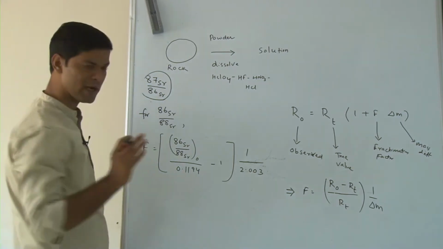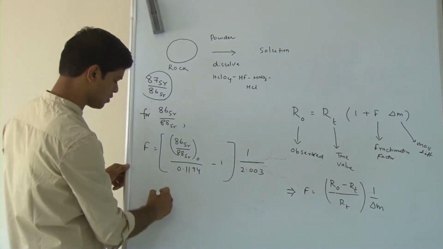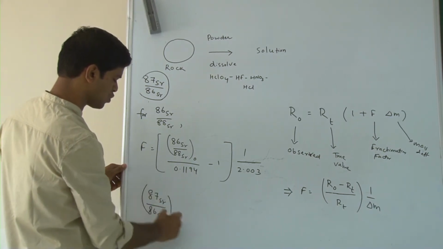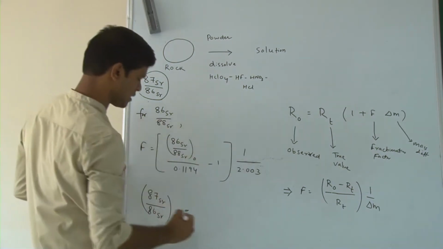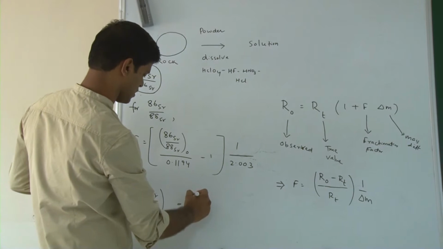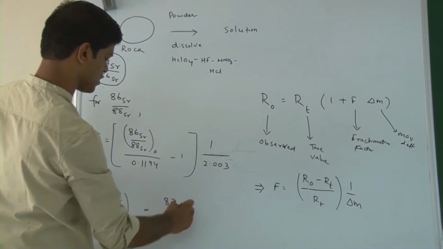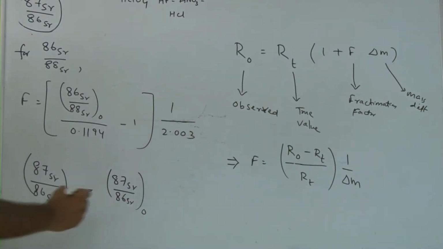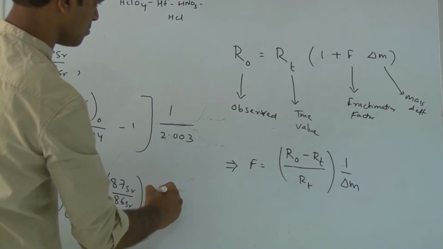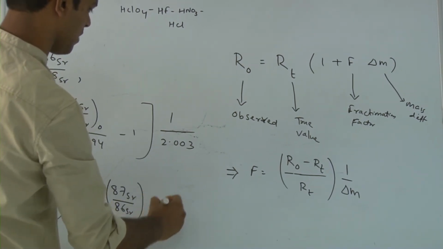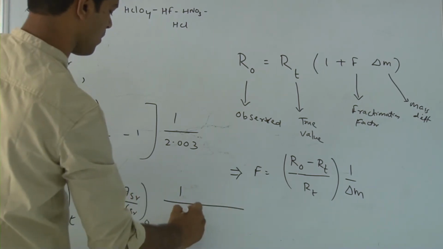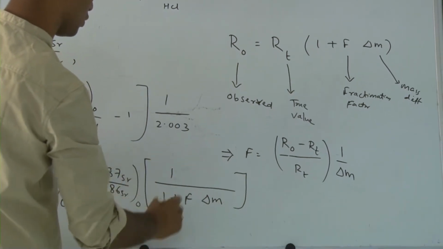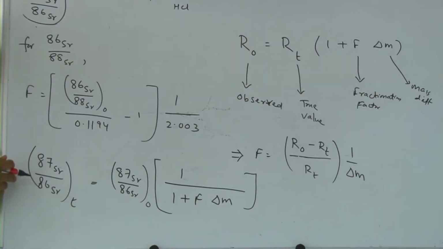Now, when you want to find the exact true value of 87 strontium by 86 strontium, what you have to do is take R0, meaning 87 strontium by 86 strontium that is measured, right. Then divide by 1 plus F into delta M. So, this is what you have to do. Now, this is the true value which you are interested in.